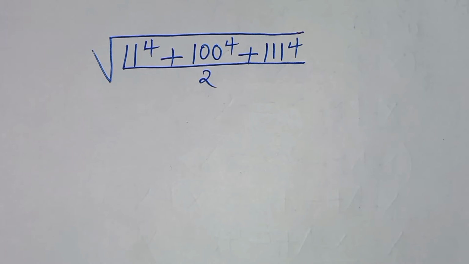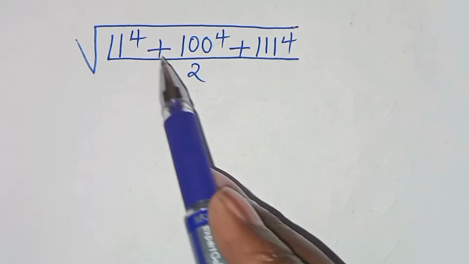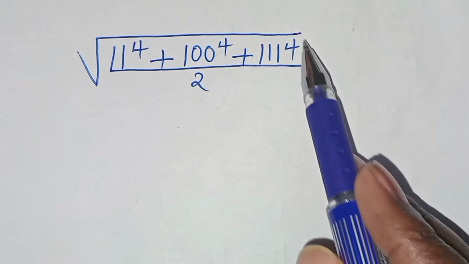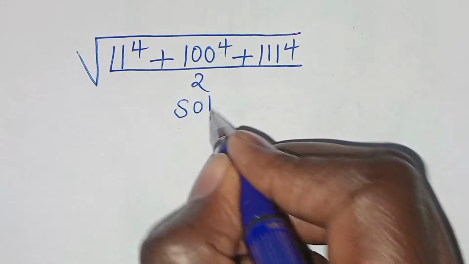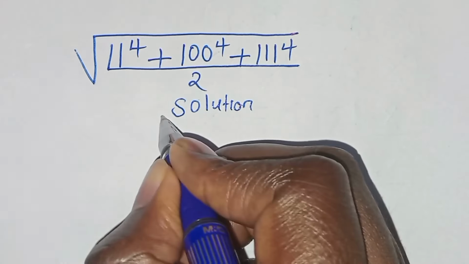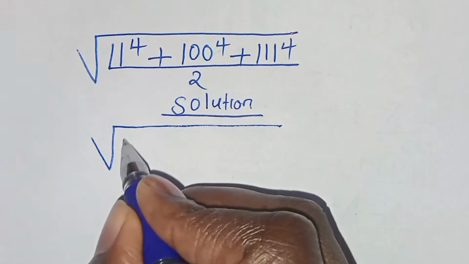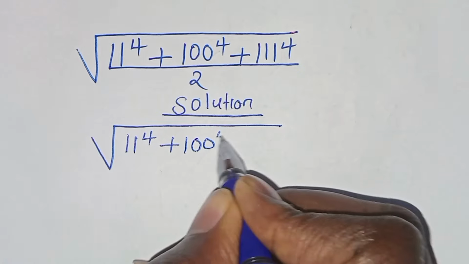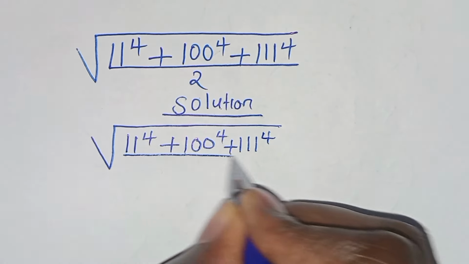Hello everyone, you're welcome to solve this nice square root radical math problem, which is the square root of 11 to the power 4 plus 100 raised to the power 4 plus 111 raised to the power 4, divided by 2. So let's begin the solution from here. We have the square root of 11 raised to the power 4 plus 100 raised to the power 4 plus 111 raised to the power 4, divided by 2.